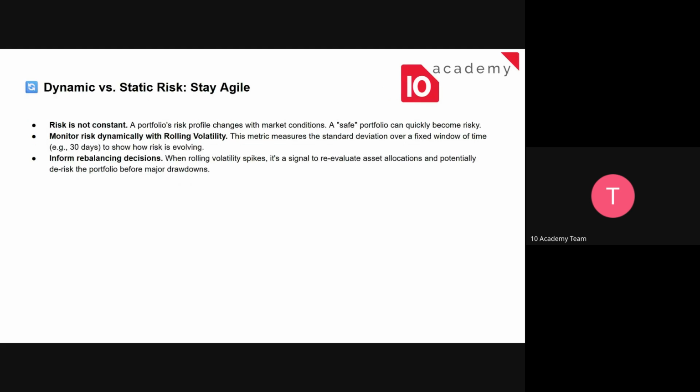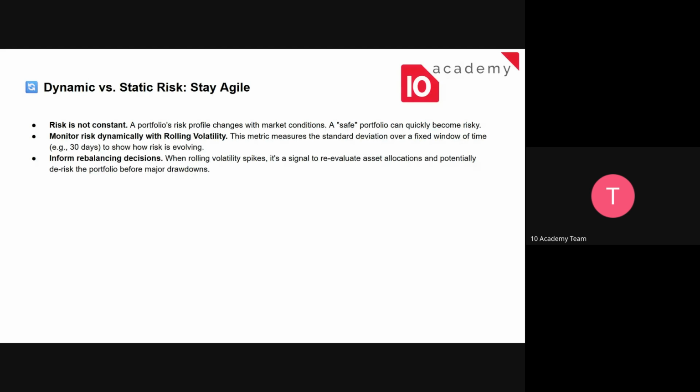And dynamic versus static risks, which is how we can stay agile. So risk is not constant, right? A portfolio's risk profile changes with market conditions, and a portfolio can quickly become risky. The risks that we consider today might not be risks tomorrow, so we need to monitor risk dynamically with rolling volatility. This metric measures the standard deviation over a fixed window of time, like 30 days, to show how risk is evolving, so that we can check the standard deviation of the risk over another fixed window.